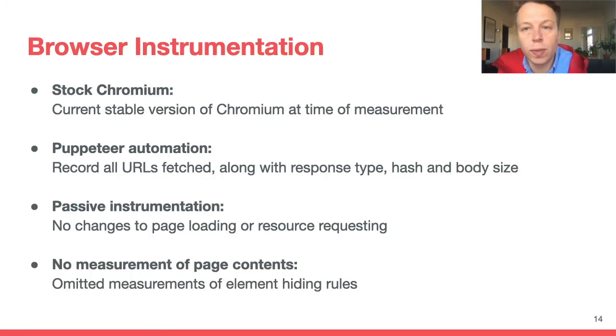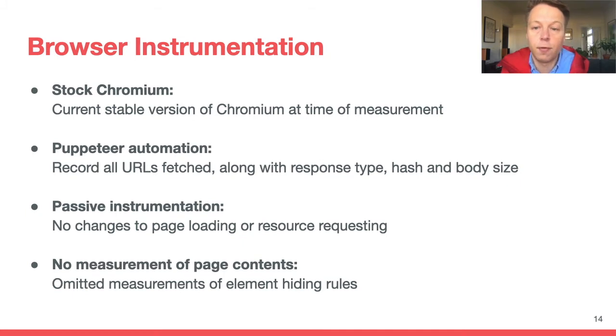So first, as I mentioned, we instrumented a browser. We used the current stable version of Chromium at the time. And then we automated that browser with Puppeteer, which is a library for using the DevTools protocol to automate the browser and to also get some understanding of what the browser is doing and the types of resources it's fetching. We instrumented the browser to record all URLs that were fetched, along with the responses to those requests, the contents of the requests, things like that. I want to highlight that this instrumentation didn't modify in any way how the browser behaved. This is all passive instrumentation, and so would be invisible to the page.